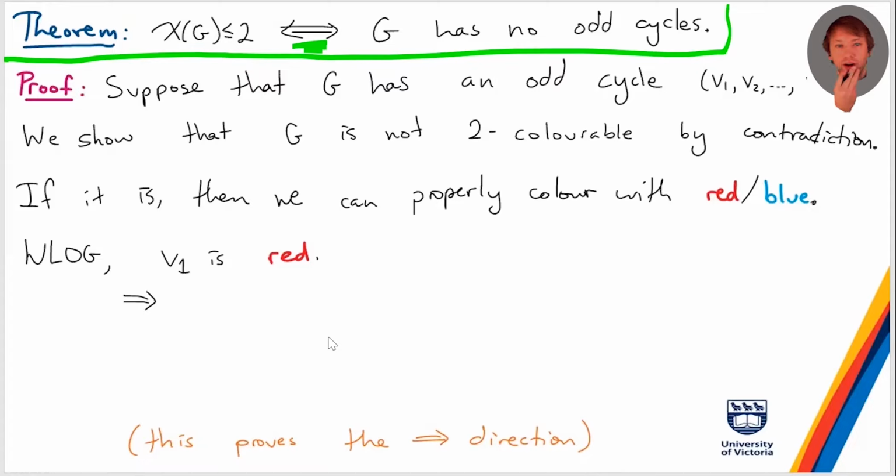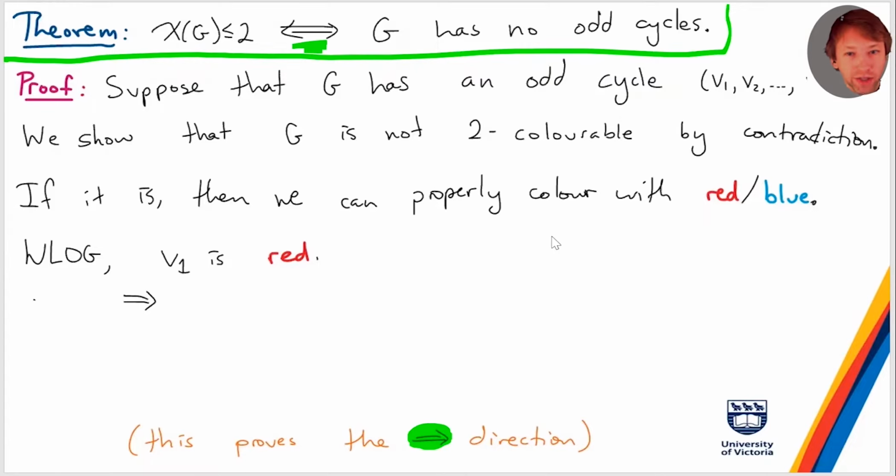So let's do one direction, the forward direction. If chi is at most 2, then G has no odd cycles. We're going to do this direction by contrapositive. So we're saying, assume that G does have an odd cycle, and now we have to prove that the chromatic number of G is not less than or equal to 2.